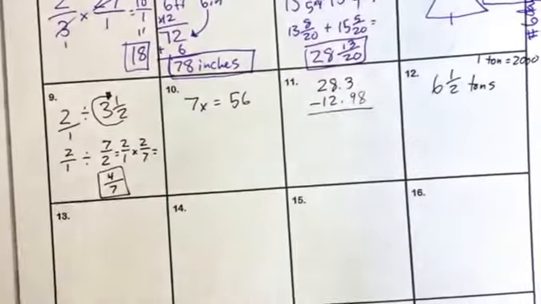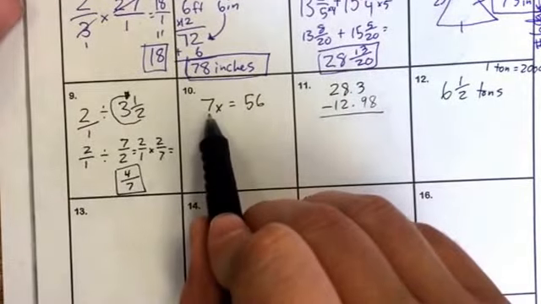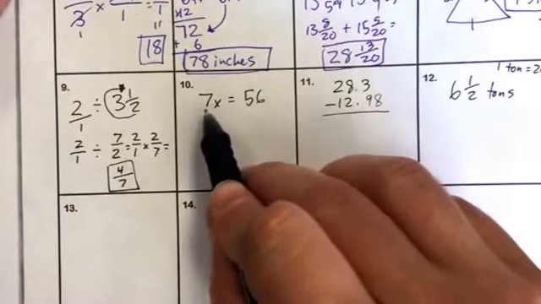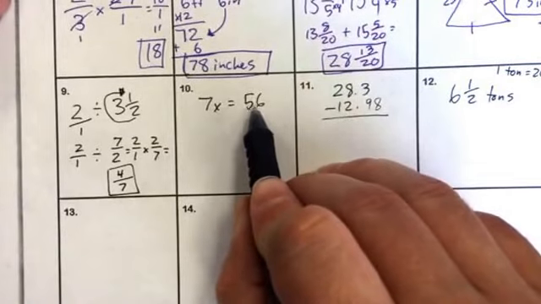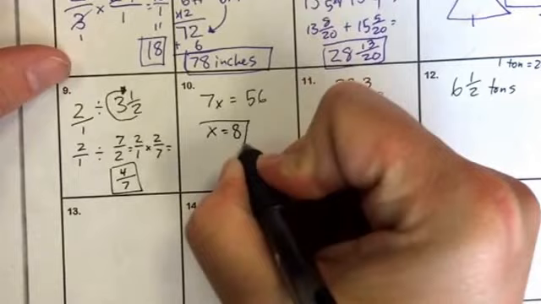Alright, on number 10, we needed to take a look at 7x equals 56. So we have to understand that this means 7 times x equals 56. So I'm thinking about, in my head, what times 7 equals 56? Or what is 56 divided by 7? Either way, I know that x is going to equal 8.